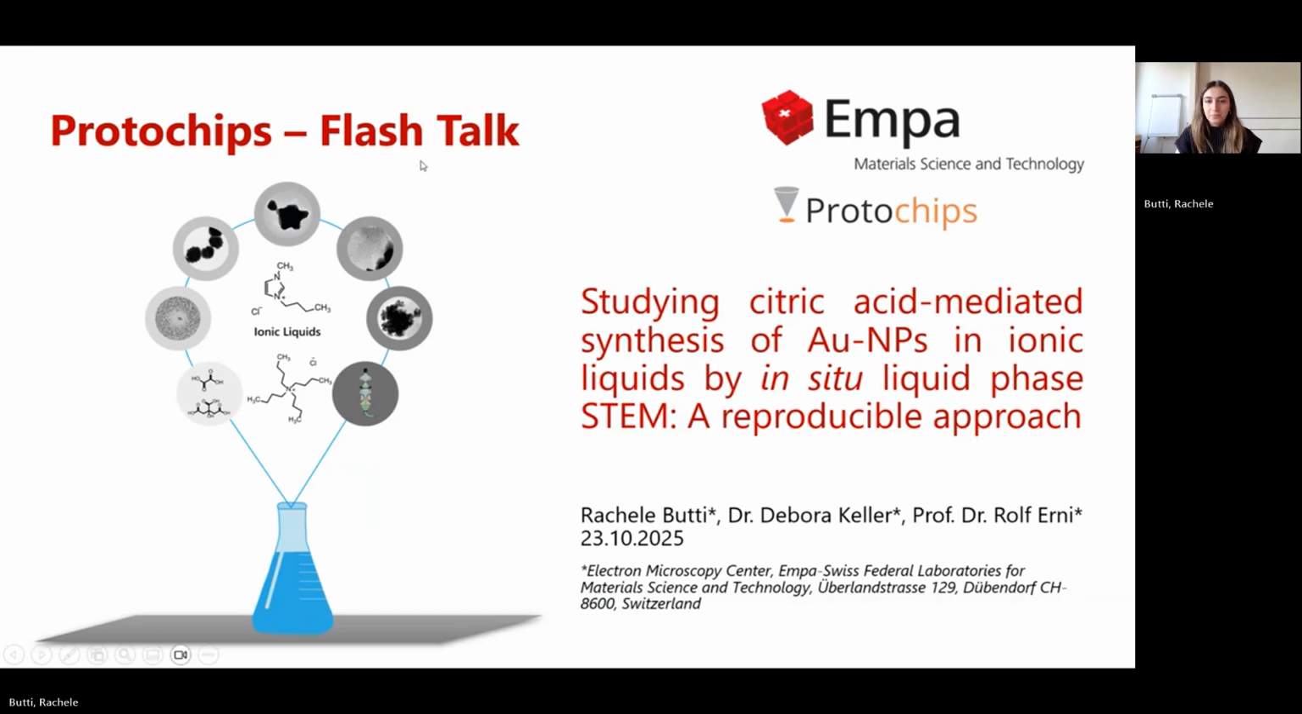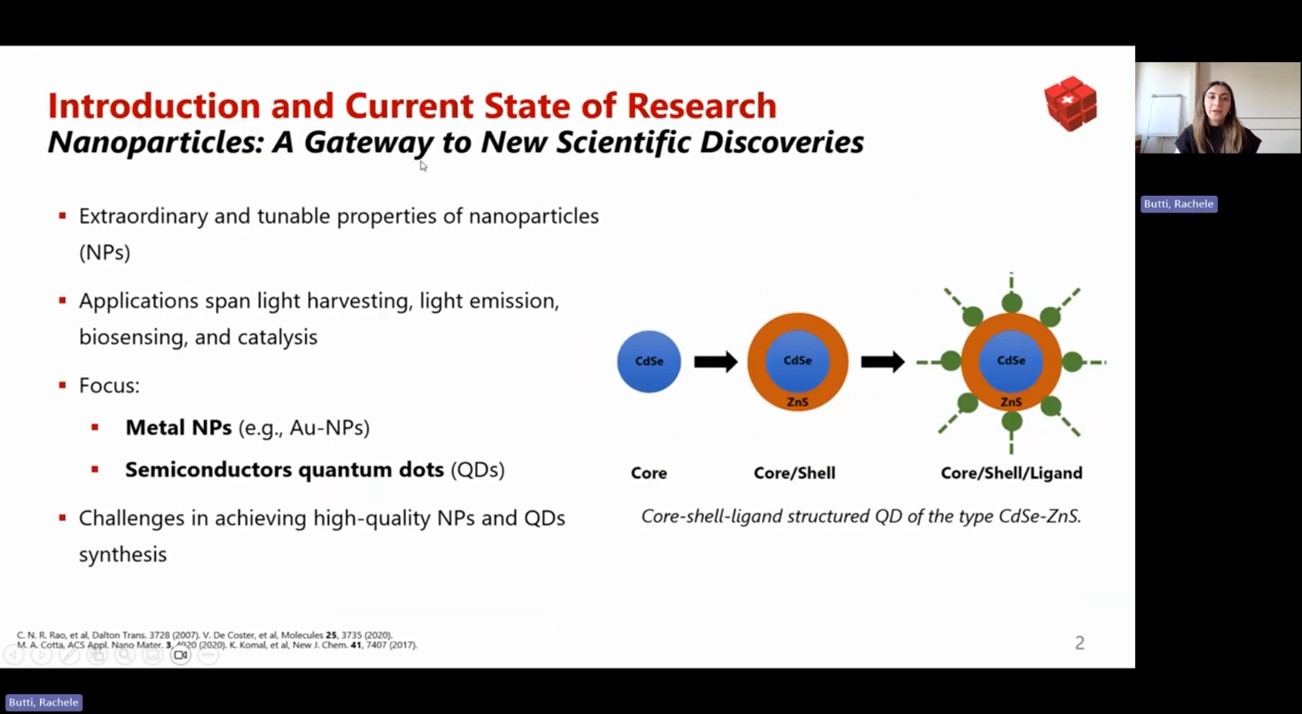So, what are nanoparticles? Nanoparticles exhibit extraordinary and tunable properties, and they represent the gateway to new scientific discoveries. So they find their applications in many fields, such as light harvesting, light emission, biosensing, and catalytic applications.